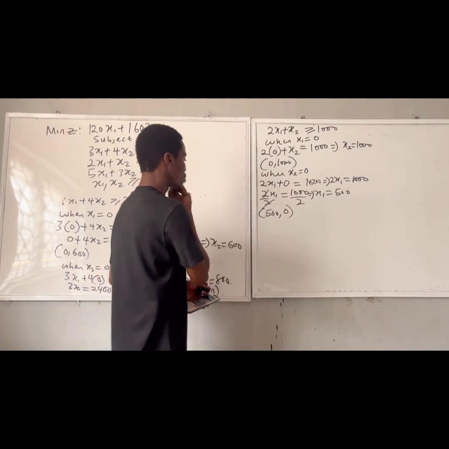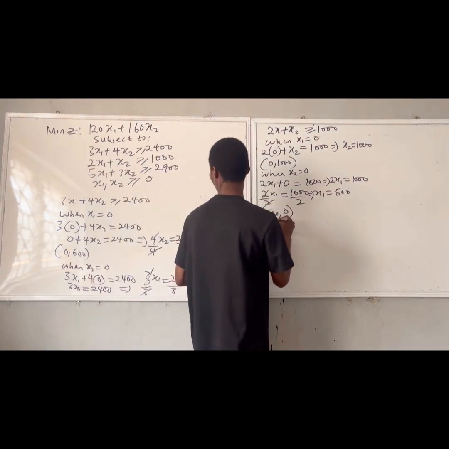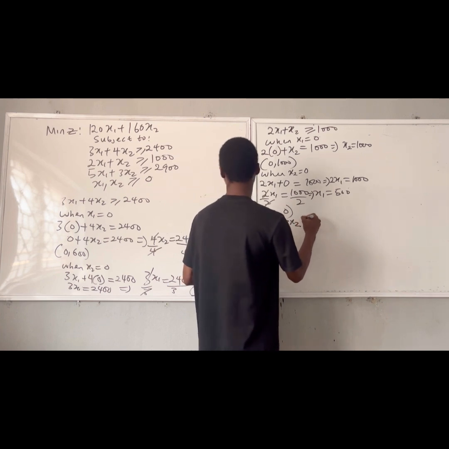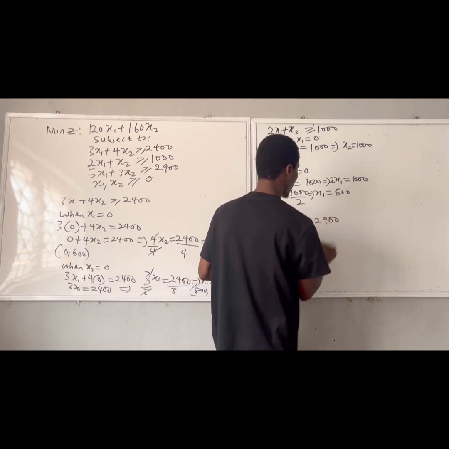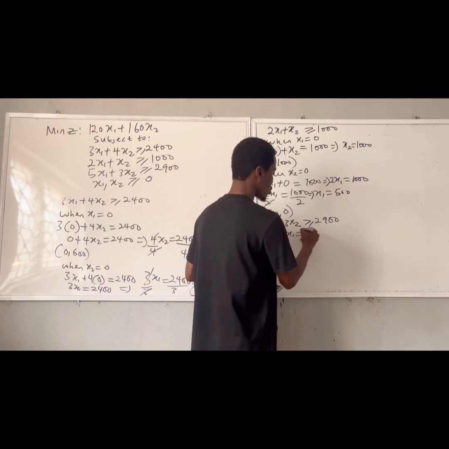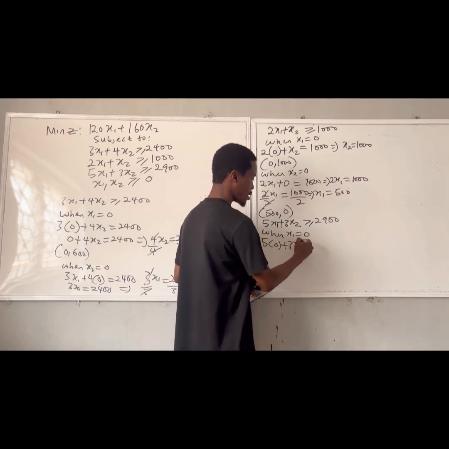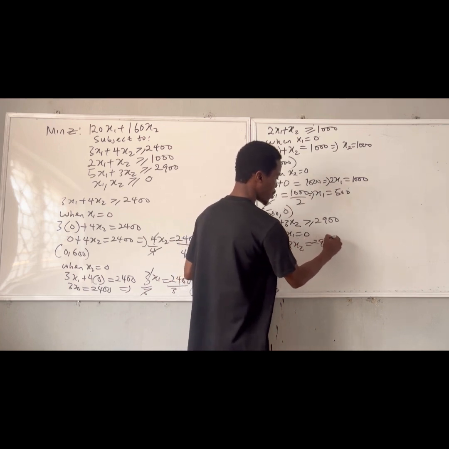Our last constraint is 5x1 plus 3x2 is greater than or equal to 2900. When x1 is equal to 0, what do we have? We have 5 times 0 plus 3x2 is equal to 2900.